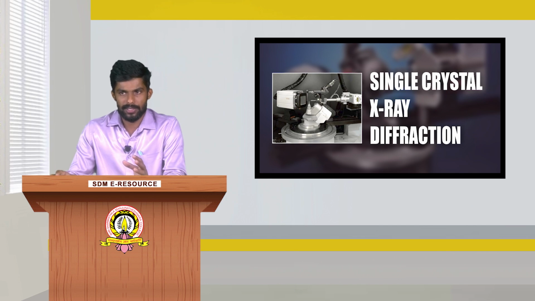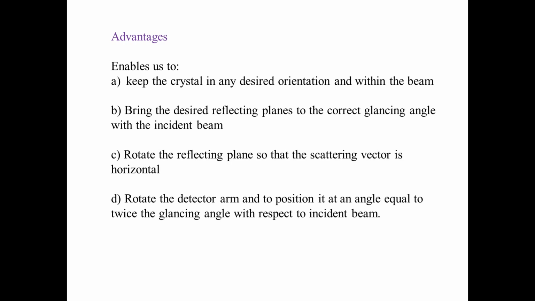The main advantage of this single crystal X-ray diffractometer is that it keeps the crystal in any desired orientation. So we can keep the crystal in any desired orientation, so that all the faces of the crystal are exposed to the X-rays. It also helps to bring the desired reflecting planes to the correct diffraction angle, or the glancing angle, with the incident beam, and to rotate the reflecting planes so that the scattering vector is horizontal.